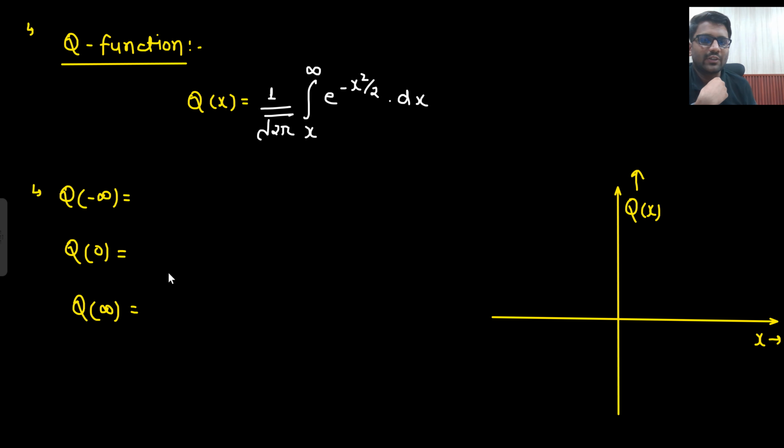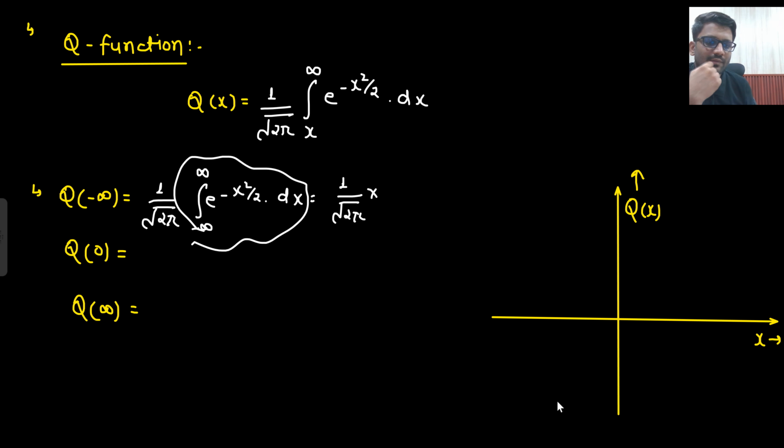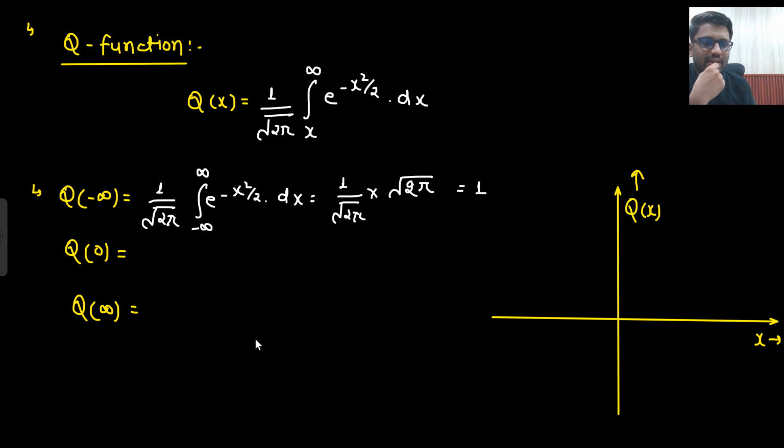Can you let me know the value of Q of minus infinity? Surely you can. What would that be equivalent to? Put minus infinity as the lower limit: the integral of e to the power minus x square by 2 dx, with 1 by under root 2 pi outside. What will this throw? e to the power minus x square by 2 will throw under root 2 pi; whatever is downward will come in the under root. So what are you getting? 1. So Q of minus infinity is 1.